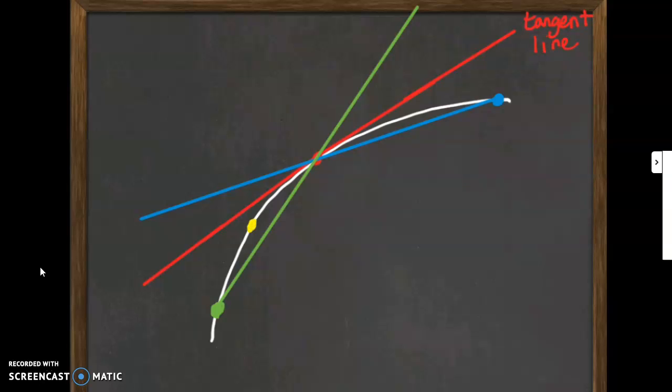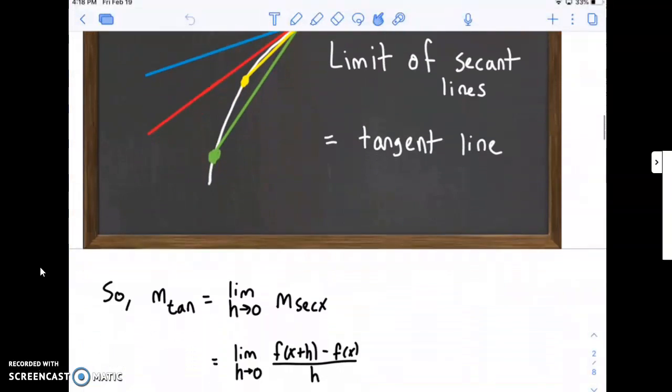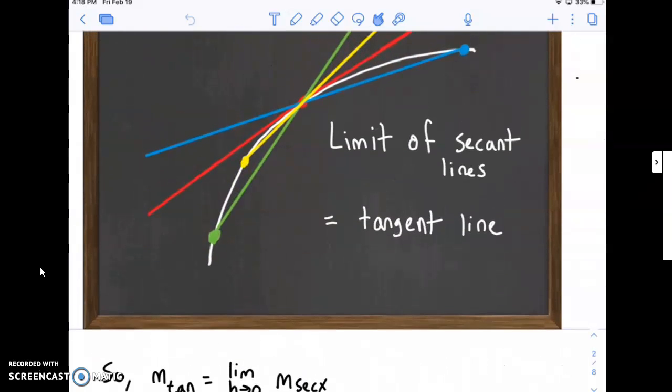Now watch what happens when I pick a point even closer. Consider this yellow point here. I'm getting even closer to the slope of the red line. And so I can keep getting closer and closer to the red point, picking points that are very close to it, to get an idea of what the slope of the red line is. Now, I can't actually evaluate it, but that's where our idea of a limit comes into play. Now we can think of taking the limit of these secant lines, and that will give us the tangent line.